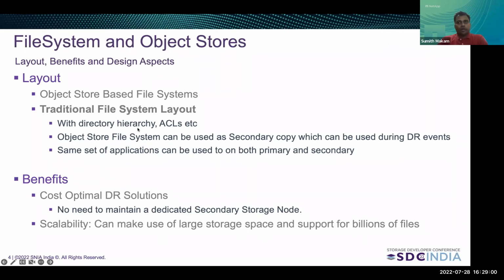Another benefit of having a traditional file system on object store is to use buckets for secondary solutions. If primary data is backed up in traditional file system format, the same set of applications that are used on the primary can be run on the secondary as well. Benefits. Once the data is backed up to the object store, it can also be used as a cost-optimal DR solution, which we'll talk about in the next set of slides. As stated earlier, having an object store will also help in scaling the storage needs of a secondary node without much effort.